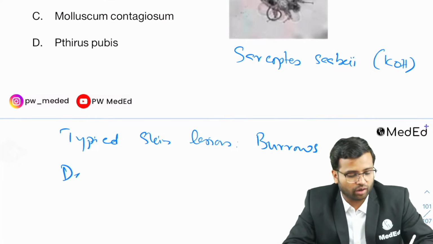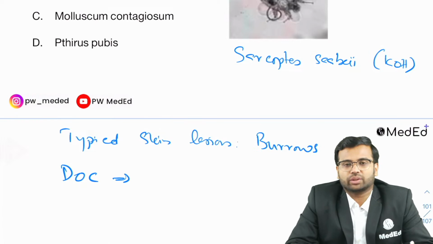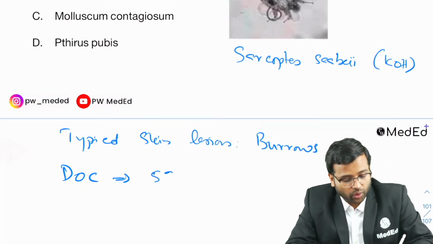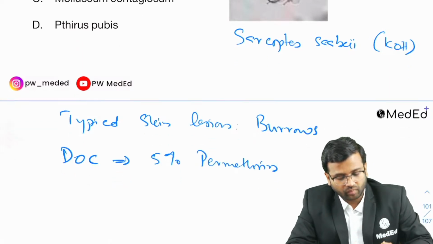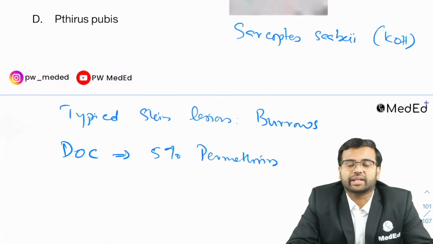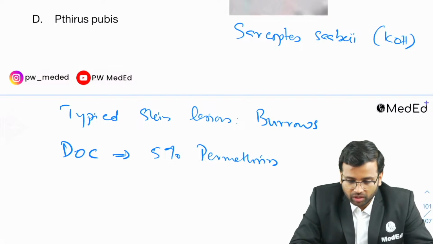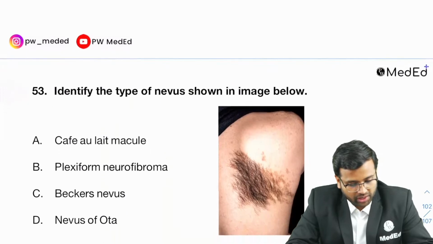And what is the drug of choice when it comes to scabies? The drug of choice is 5% permethrin. So 5% permethrin can be used in the management of scabies. So with that we go to the next question.